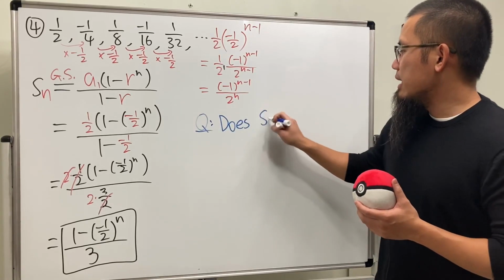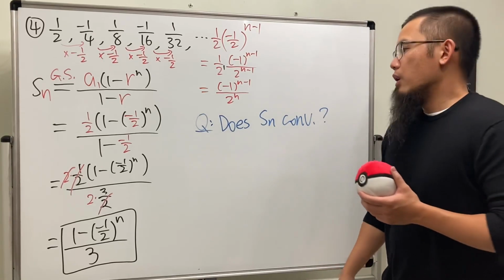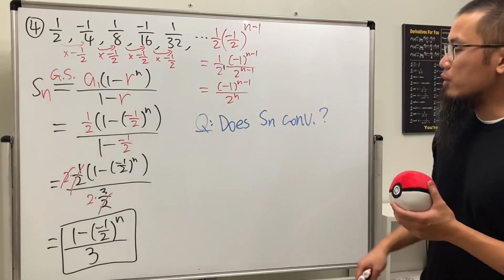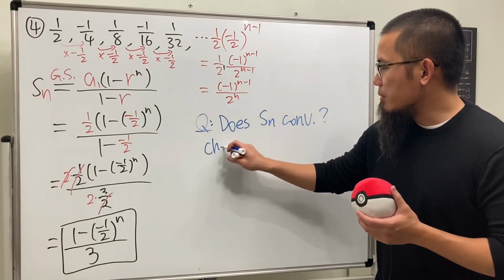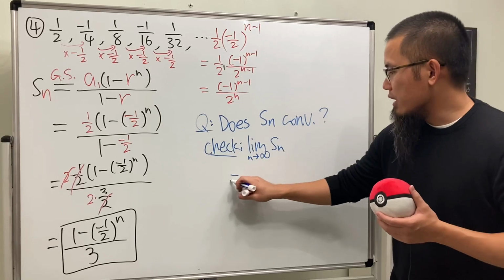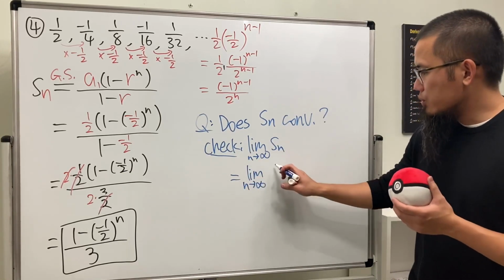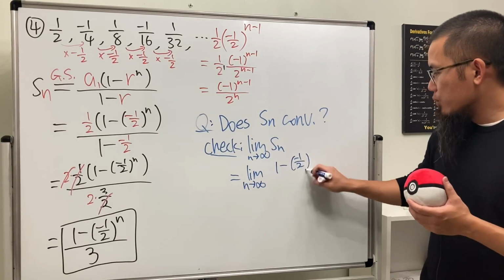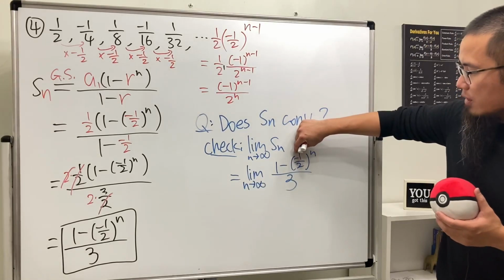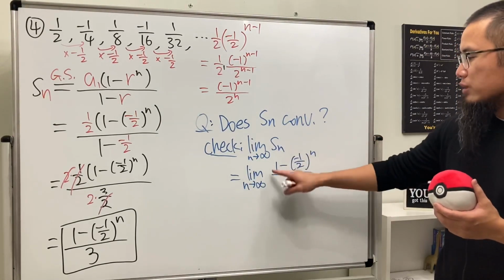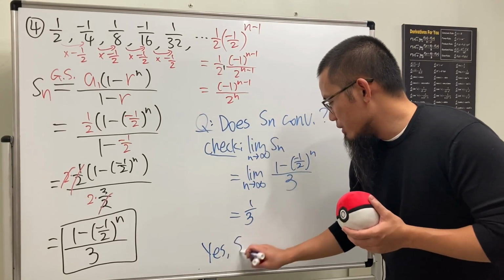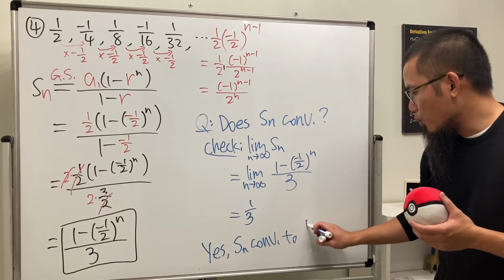Okay, question. Does Sn converge? In fact, because the common ratio has the absolute value less than 1, so we know this right here will work. It converges. And we can just take the limit for that, right? So let's go ahead and check the limit. We check the limit as n goes to infinity of Sn. And this right here is the same as saying, take the limit as n goes to infinity of 1 minus parentheses negative 1 over 2 to the n, over 3. As n goes to infinity, because the absolute value of this is less than 1, this guy will just go to 0, so we just have 1 over 3. Yeah, very similar to what we did earlier. So in fact here we'll just say yes, and we know Sn converges to 1 over 3.